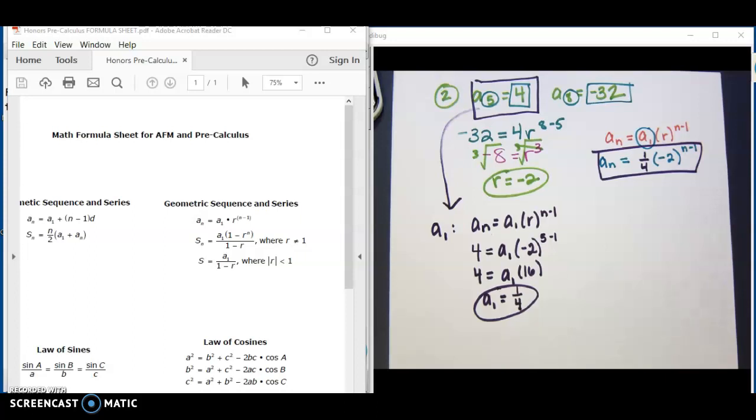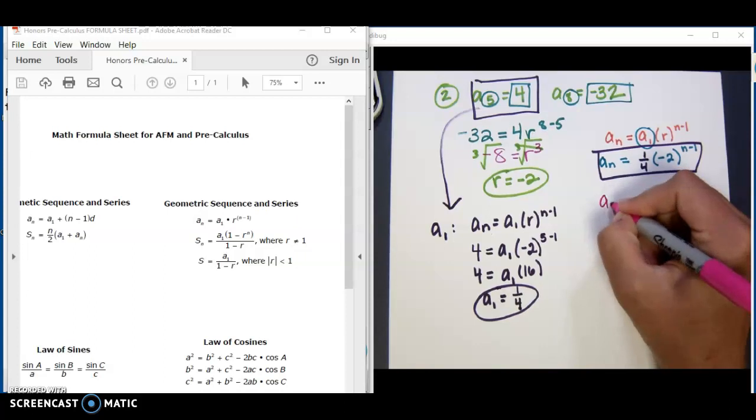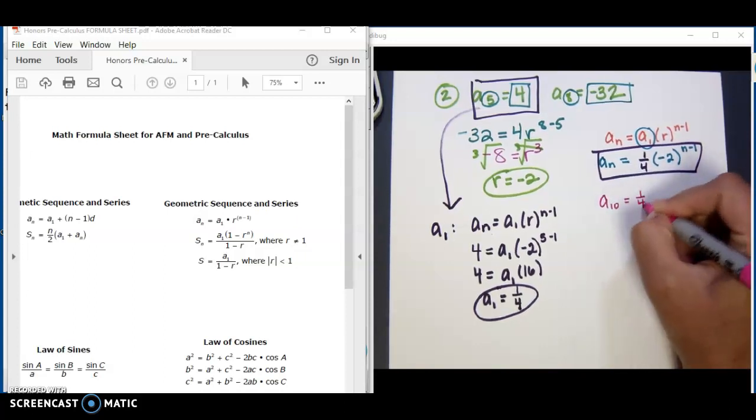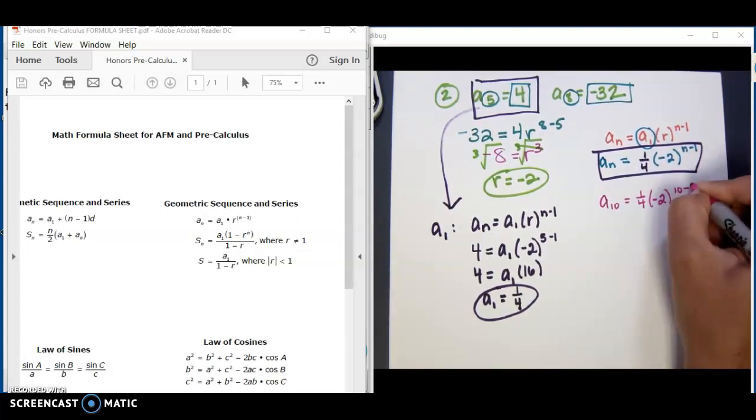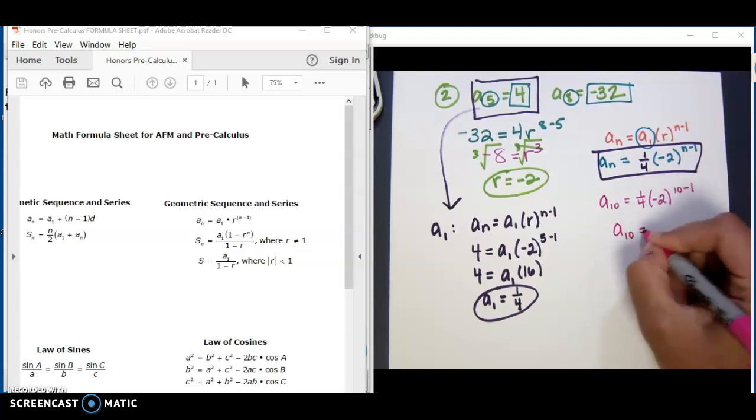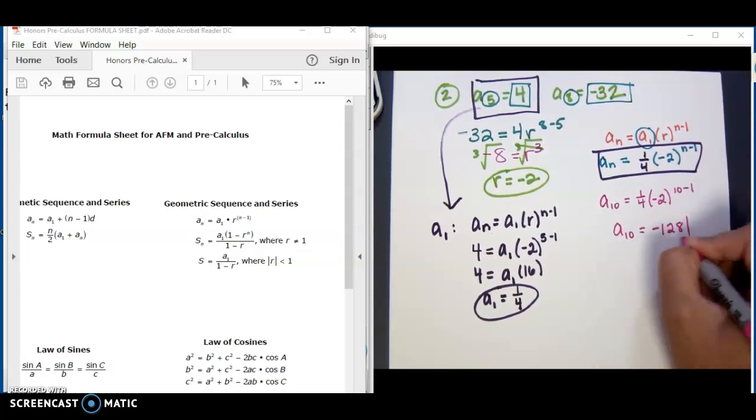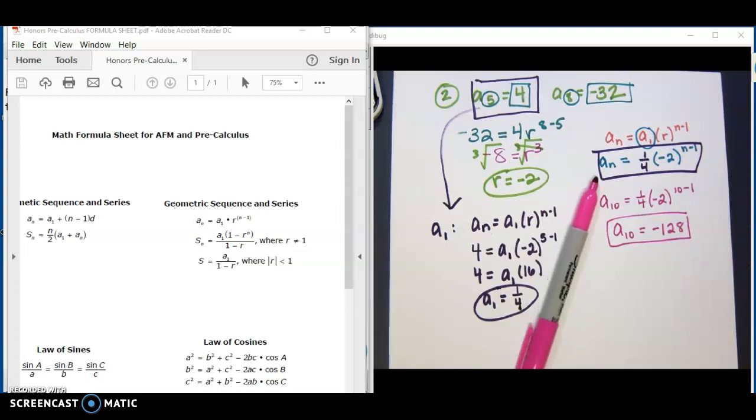So now that we have that explicit formula, they want us to find the 10th term. So because we have explicit, we can just plug in 10 for n. And if you use your calculator to figure that out, you should get negative 128. Sorry about that, that's my watch going off. But you should get a sub 10 equals negative 128.